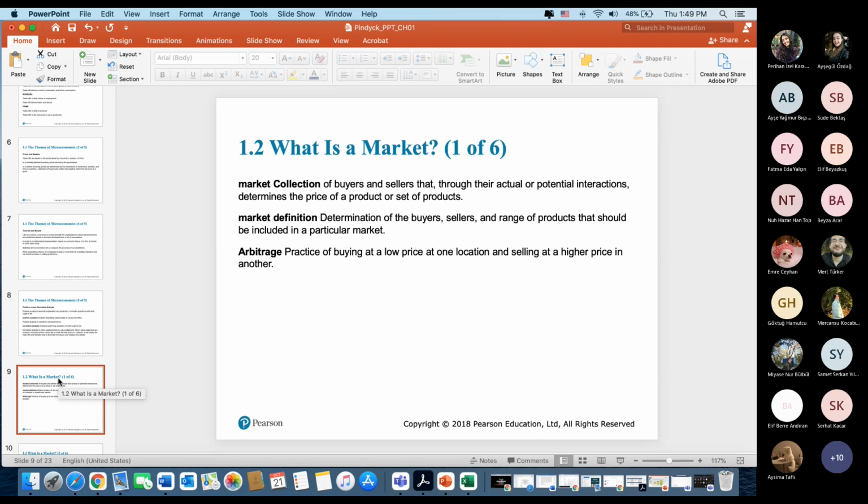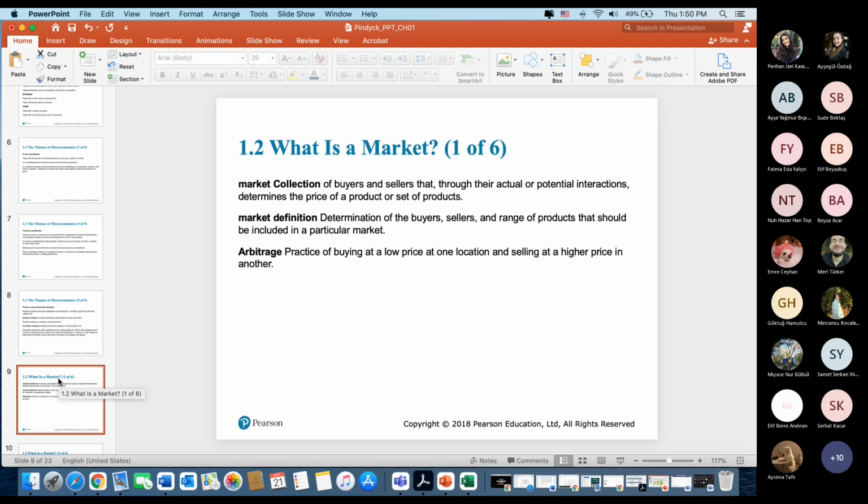And what is a market? The market collection, market definition, and arbitrage. A market is the collection of buyers and sellers that, through their actual and potential interactions, determines the price of a product or a set of products. So it is very, very easy to understand. The market is a place where there are buyers and sellers, and they just make a selection of products, okay, with the actual and potential interactions.